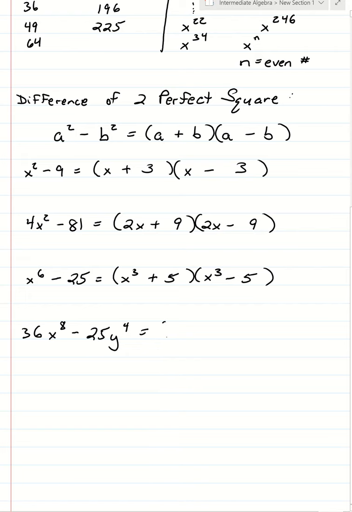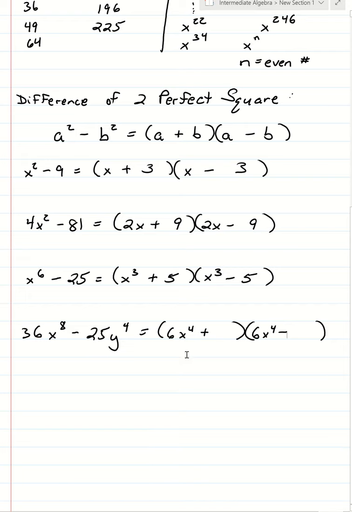Once again, we want to factor this down. Factors of 36 have to be 6 and 6. Factors of x to the 8th, that's going to be x to the 4th and x to the 4th. I'm going to put a plus and a minus following my formula, one positive, the other negative. And now I have to do the same thing with the 25y to the 4th.